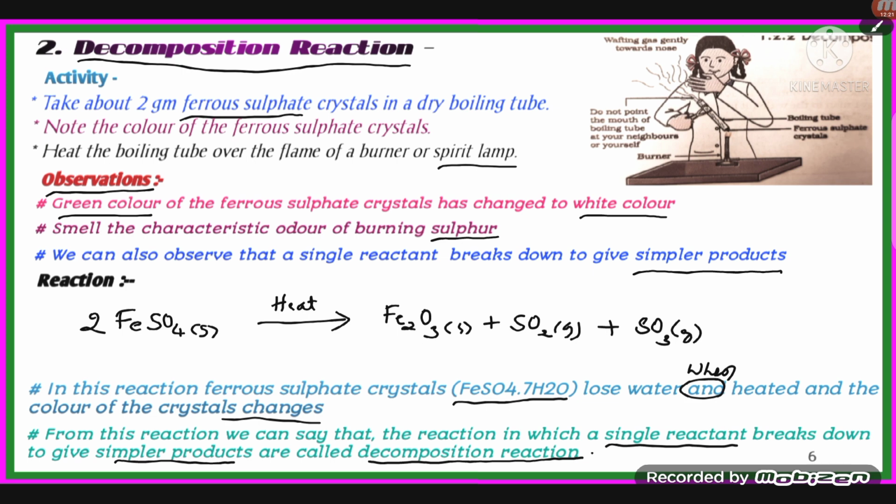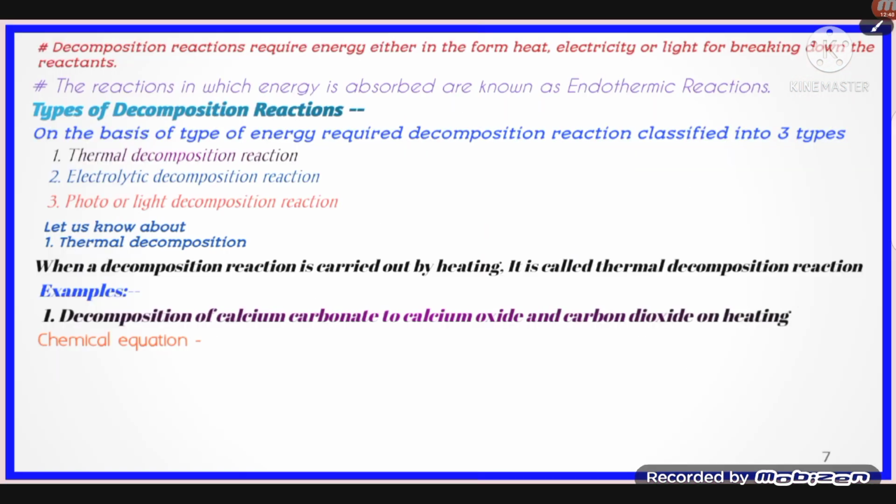endothermic reactions because they use energy in the form of heat, light or electricity. Decomposition reactions require energy either in the form of heat, electricity or light for breaking down the reactants. The reactions in which energy is absorbed are known as endothermic reactions.